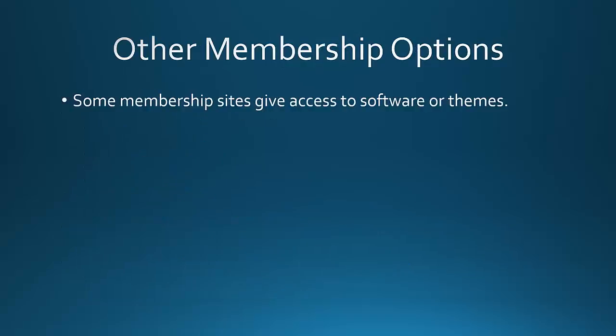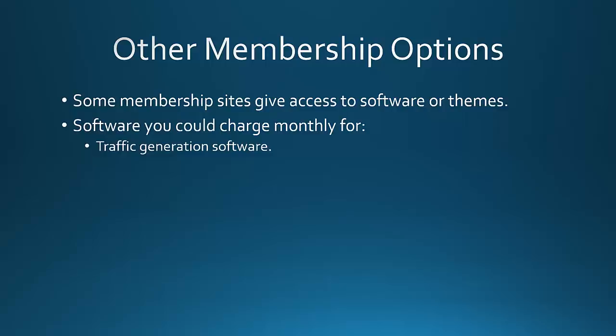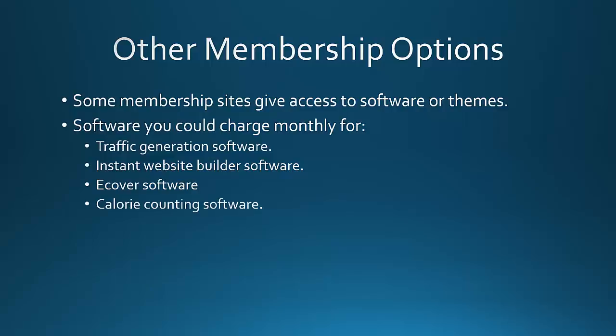Other membership options are some membership sites that give access to software or themes, things like software of the month or WordPress theme of the month. Software you could charge monthly for, like traffic generation software, instant website builder software, e-cover software that creates good e-cover graphics, calorie counting software. These are some of the software that you could charge monthly for. Once they buy them, you charge a monthly fee for these.